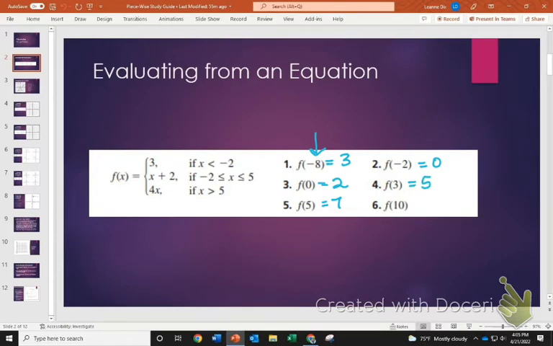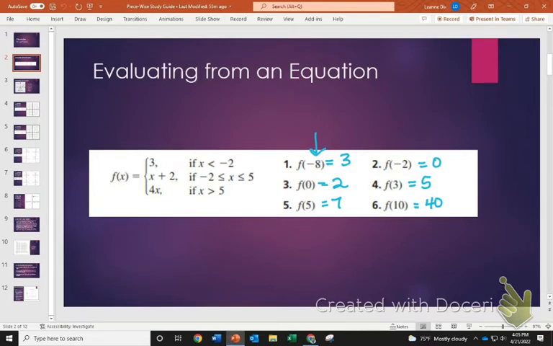And then finally, my last one, this is f of 10. This is no longer between -2 and 5. It's actually bigger than 5. So I plug it in. Notice I have my x value. I plug it in there and I get 40. Okay, so that's the first thing you're going to see.